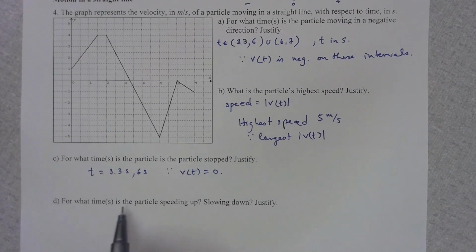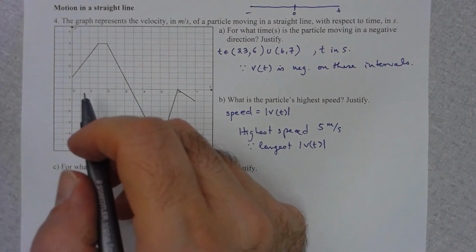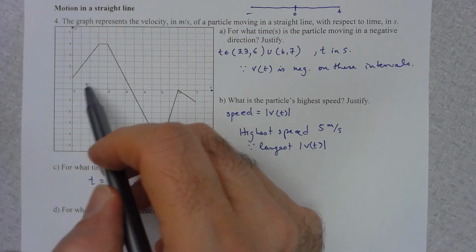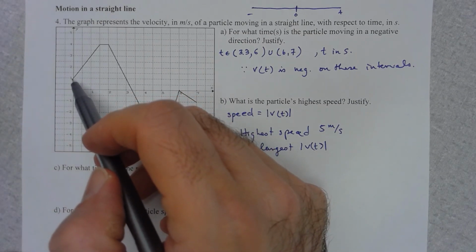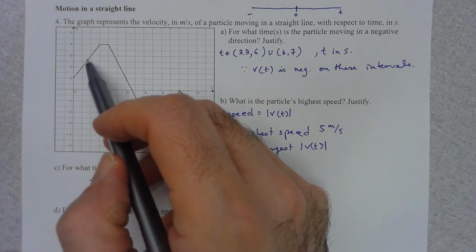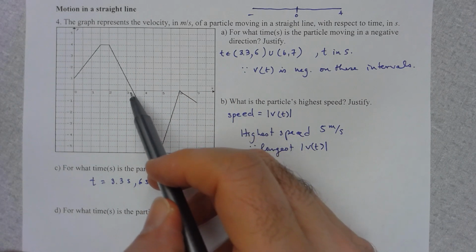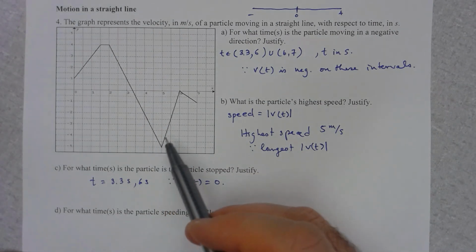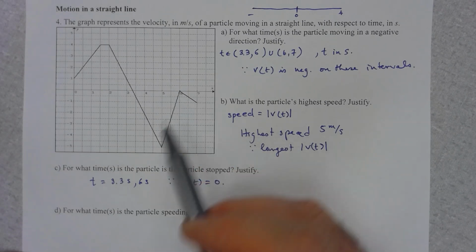It says, for what time or times is the particle speeding up and slowing down, and justify? Now there are 2 ways we can look at this. We can look at it more directly on the graph. In this first section from about 0 to 1.5, notice I'm not so much interested in velocity, but the speeds are getting larger, so speeding up. Here the speeds are getting smaller, so slowing down. Here the speeds, remember the absolute value of the velocity, are getting larger, so speeding up. Here the speeds are getting smaller, slowing down, then speeds getting larger, speeding up.